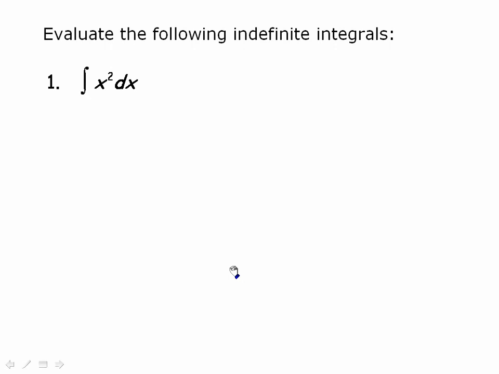So number one. Nothing really changes except getting used to the integral symbol itself and then the dx. And this is just going to be x, we add on 1 to the exponent, so we get x to the 3, and then that becomes our denominator, so we get 1 over 3 x to the 3, then plus c. So you still have to put the plus c for constant.